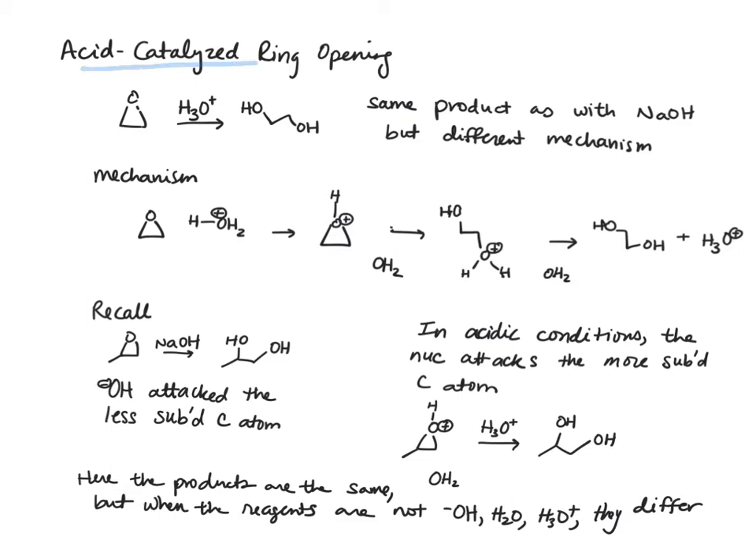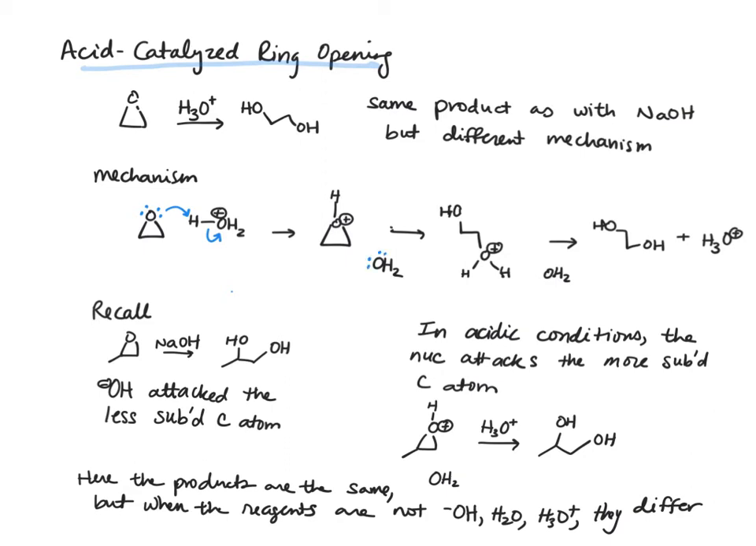But we can also open the epoxide ring in acid-catalyzed conditions. Here, when we treat our simplest epoxide with the hydronium ion, we get the same product as we did when we treated it with sodium hydroxide. But the mechanism here is different. Given that we've got a strong acid, the first thing we want to consider is protonation of the epoxide oxygen to form this protonated cation.